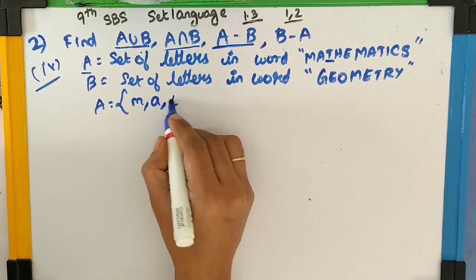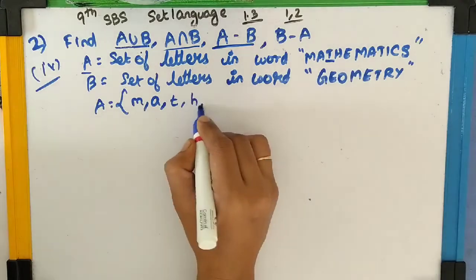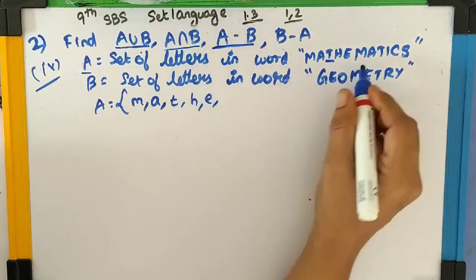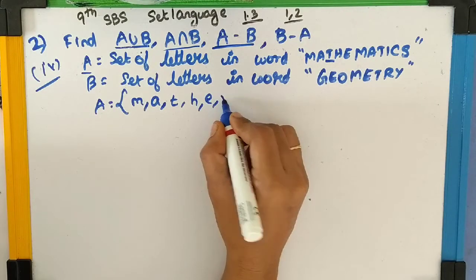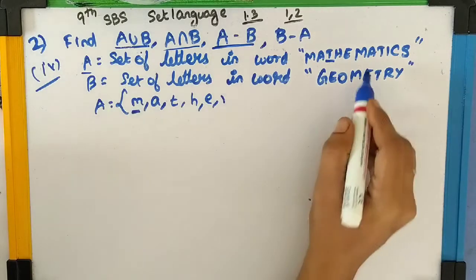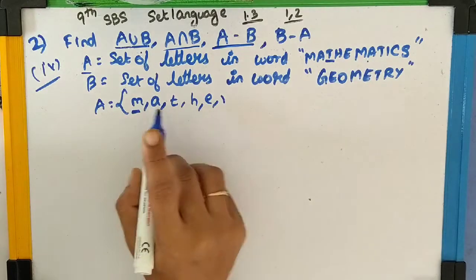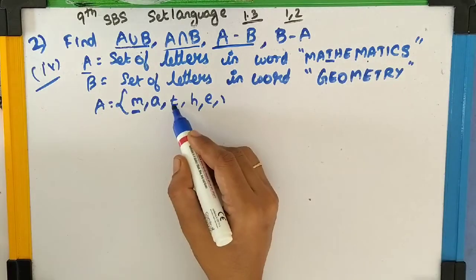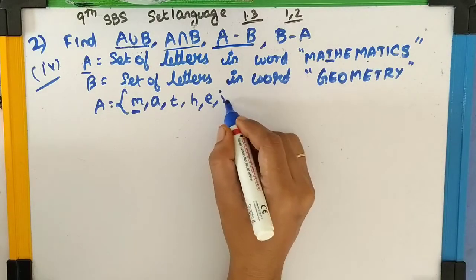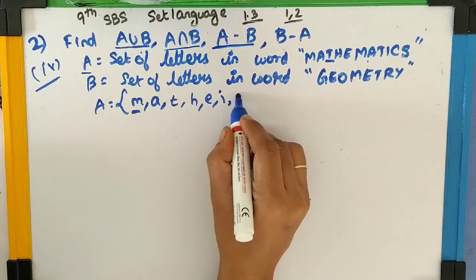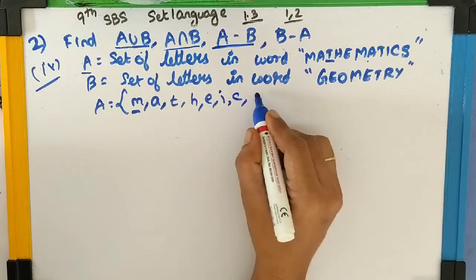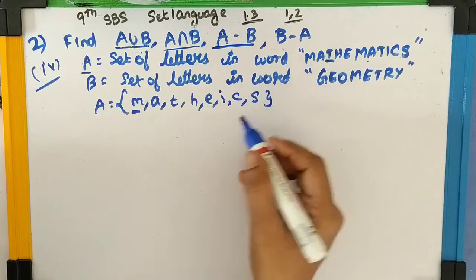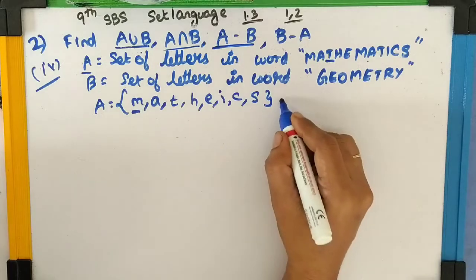Here the question in the book, the word mathematics is in small letters, so I am writing in small letters. Okay. H, E, M is already there. We shouldn't repeat any letters again. So M, A, T are already present, so I am writing I, C and S. Okay. So I have formed the set of letters in the word mathematics.